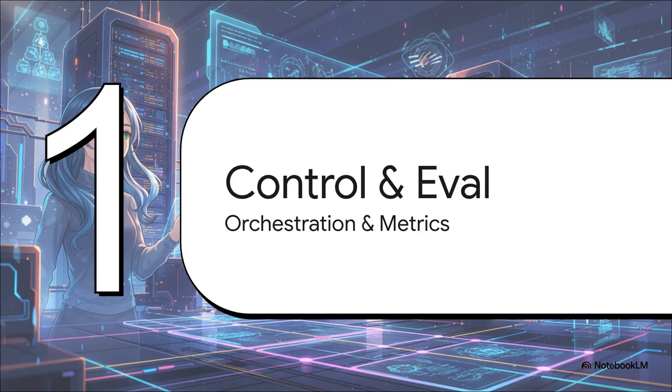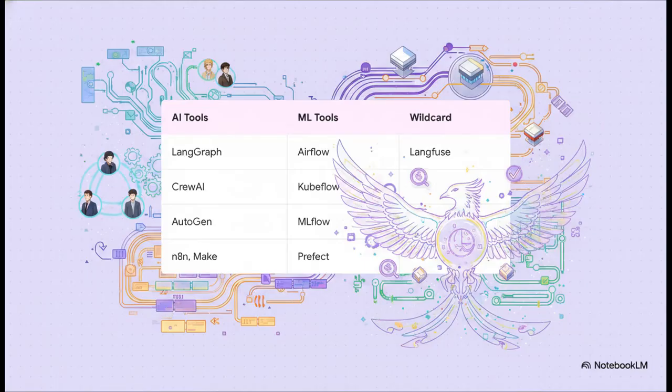Section 5. Control, Orchestration, and Evaluation. In our final technical layer, this is how we stitch it all together and verify it actually works in production. Step 9. Orchestration. To keep chaos at bay on the AI path, you're looking at LangGraph, CrewAI, AutoGen, n8n, and Make. You need these to dictate agent state, manage team delegation, and visually connect workflows.